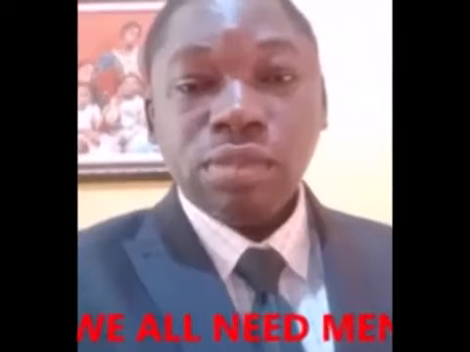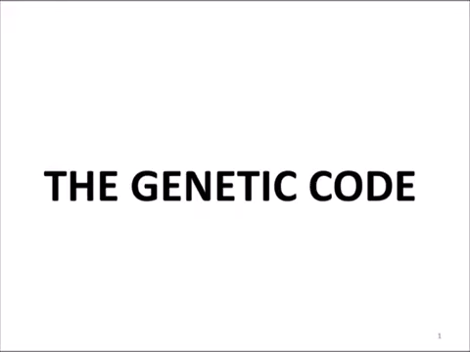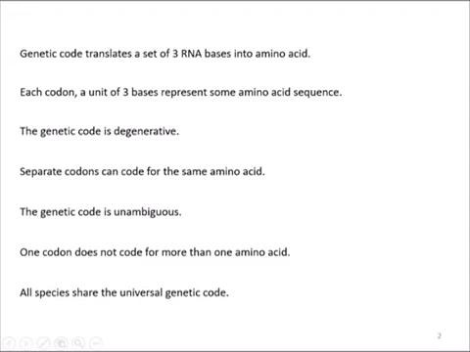Good day, everyone. Today I'm talking to you about the genetic code, and we are starting right away. The genetic code translates a set of 3 RNA bases into an amino acid. Each codon, which is a unit of 3 bases, represents an amino acid.